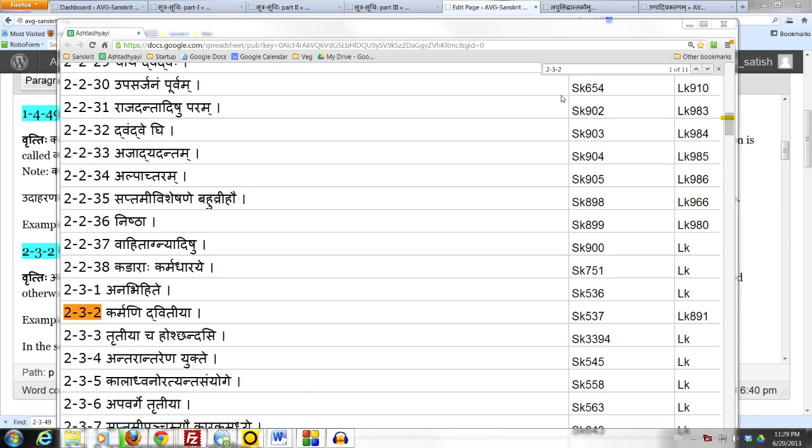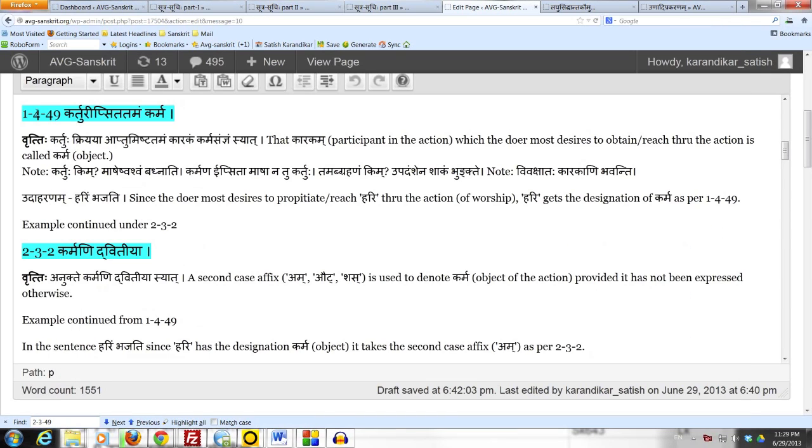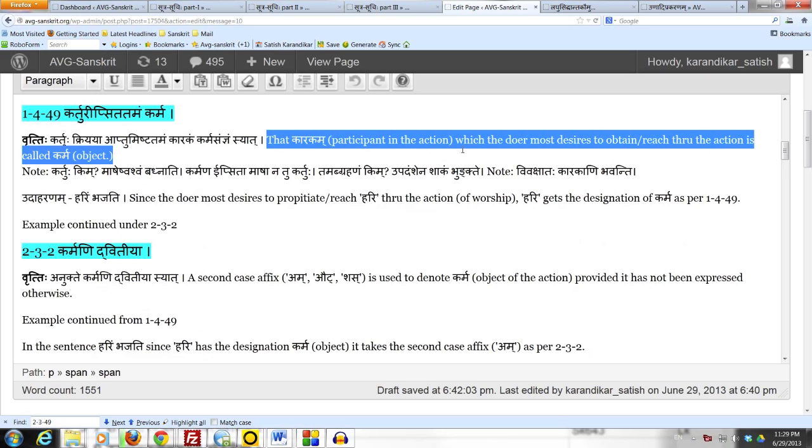We just studied Sutram 1449, Karturipsitatamam Karma, which tells us that the Karakam, participant in the action, which the doer most desires to obtain or reach through the action, is called karma or object.